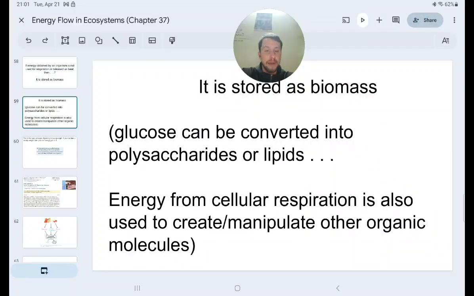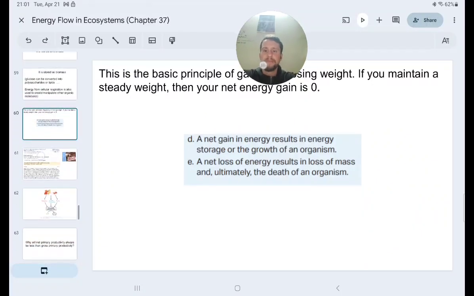And so energy from cellular respiration is also used to create and manipulate other organic molecules. So this energy is stored as biomass, but it's not necessarily all glucose. It can be converted into polysaccharides or lipids and manipulated into all sorts of compounds, proteins, etc., right? All the biomass is coming indirectly through cellular respiration. If you recall back when we talked about cellular respiration, I showed this graph, and it showed that in the human body, there are all these chemical processes connected to some step of cellular respiration, and they feed into each other. There are all sorts of biomolecules being made that are linked to taking intermediates from cellular respiration.